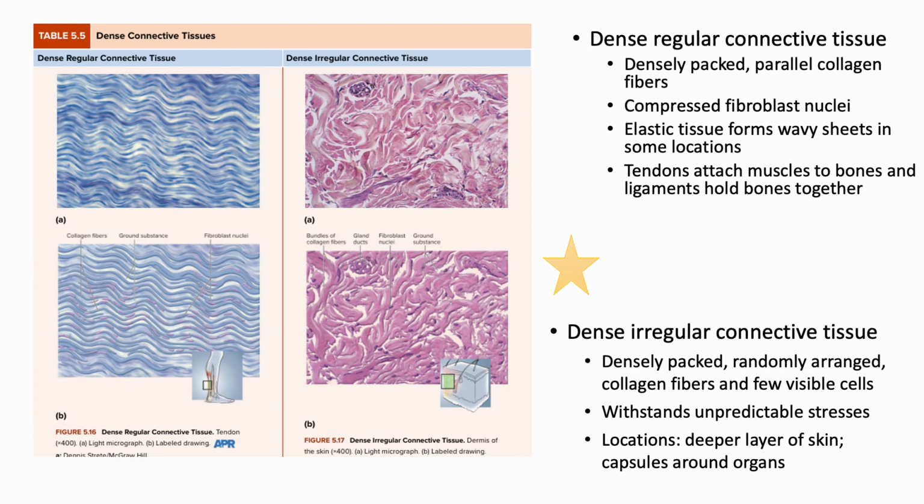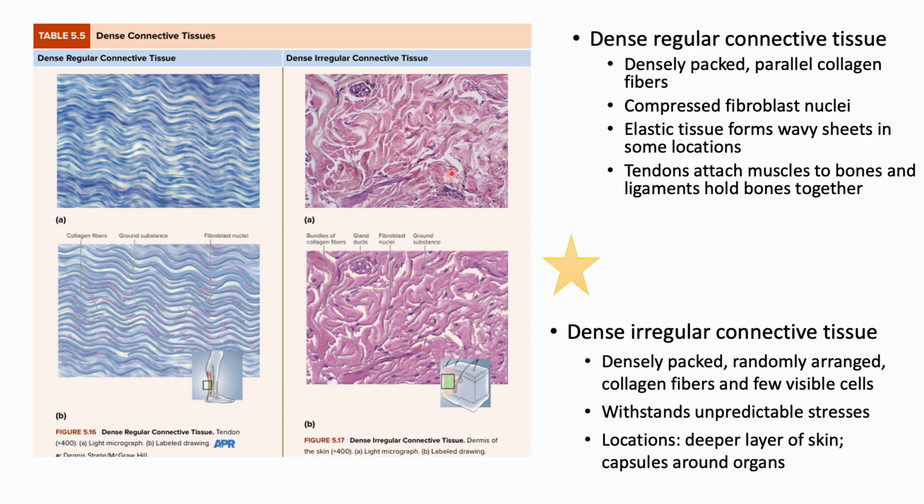Next we have dense connective tissue. We can have dense regular, a nice regular pattern here, versus dense irregular, where there's no pattern at all. With dense regular connective tissue, we have densely packed parallel collagen fibers, and the fibroblast nuclei are compressed. Where do we find them? In your tendons and your ligaments.